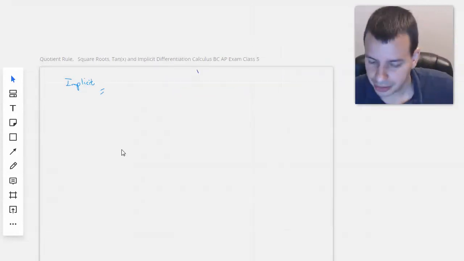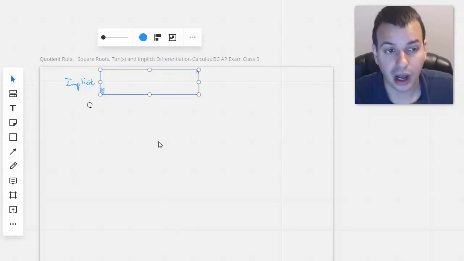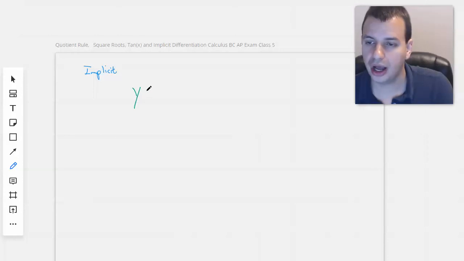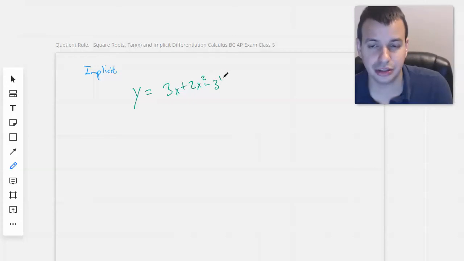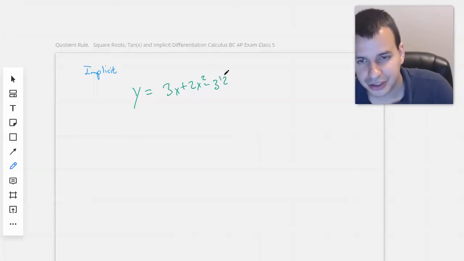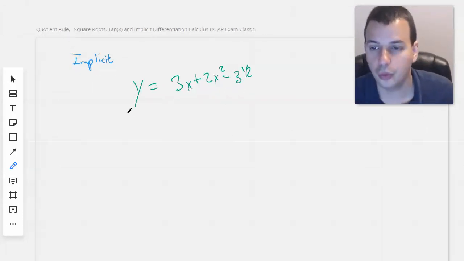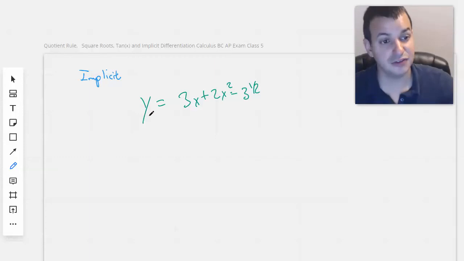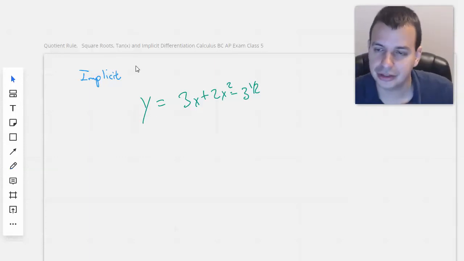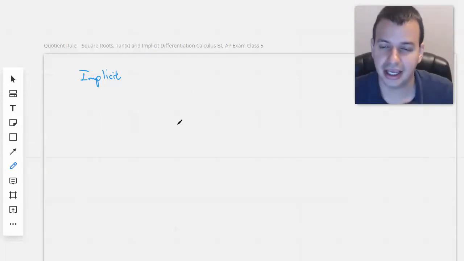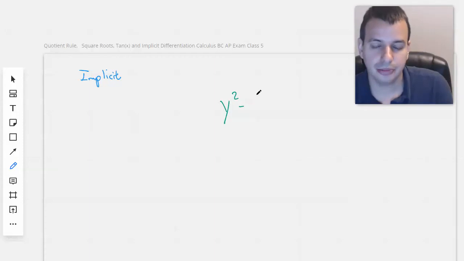So sometimes you can't solve for y explicitly. When you say solve for y explicitly, it's where you have y equals 3x plus 2x squared minus, you get the idea, square root of 3. You can't always solve for this. And so sometimes when y is kind of jumbled up in there, you can still find out what the derivative is. Usually, often, pretty much always. Usually. So for our example, we're going to say that we have y squared minus 9x squared equals 0.